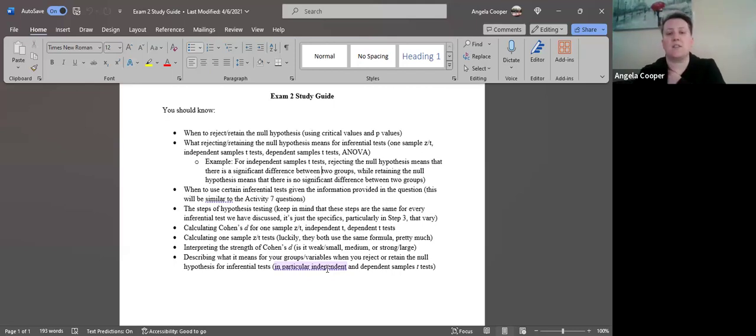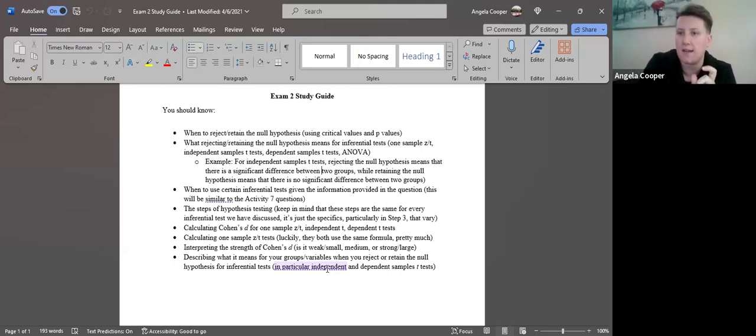Next, you'll be interpreting the strength of Cohen's d. So I can provide you a Cohen's d value, and I'll ask you, what is the strength of it? Is it large, medium, or small? Keep in mind that the direction of Cohen's d, referring to if it's a positive or negative number, does not have an impact on strength. So a 1.5 Cohen's d would have the same strength as a negative 1.5. A -2 Cohen's d has the same strength as a positive 2.